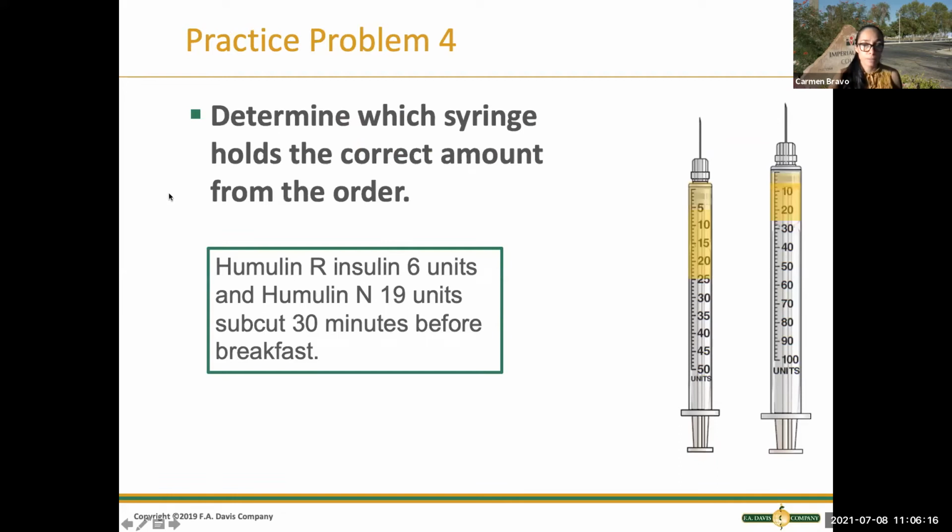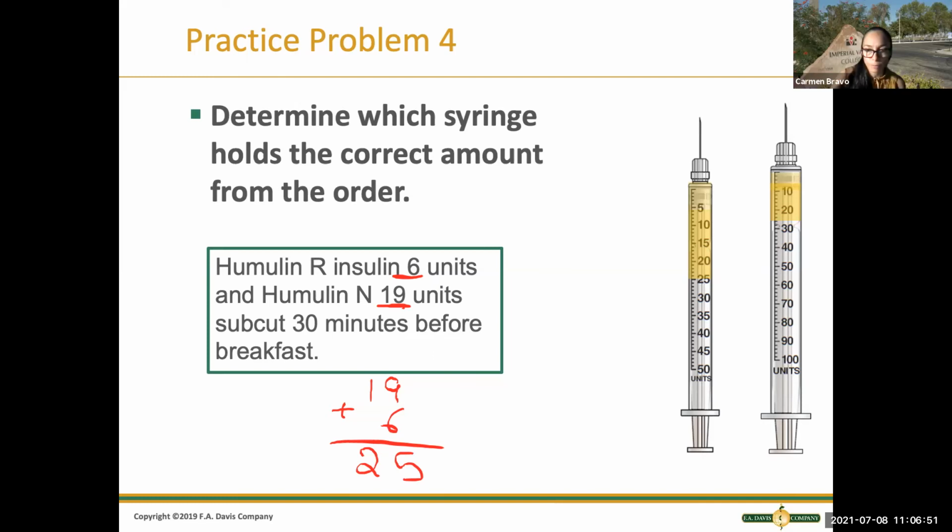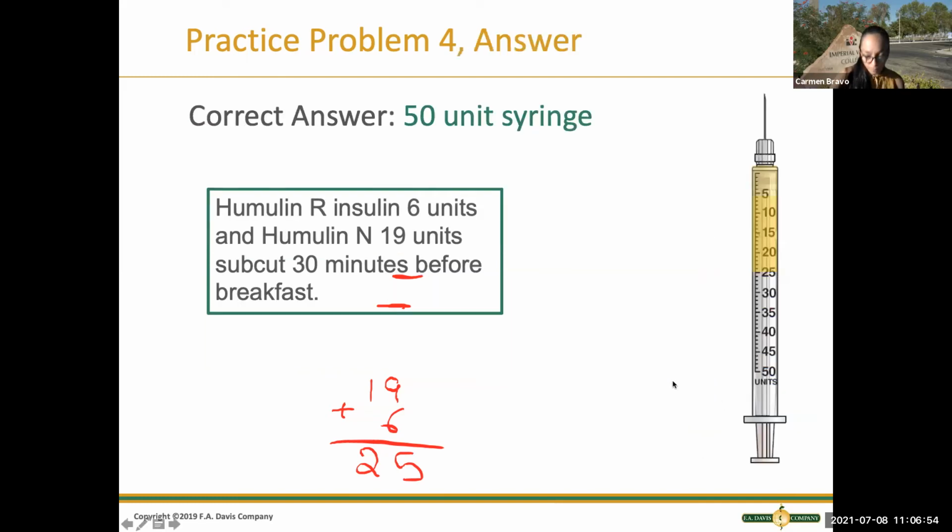Let's see. Tell me which of the 2 syringes holds the amount of insulin that's ordered. What's the correct amount of insulin? It would be the 50 unit. So 25 units. So yeah, the first syringe, the 50 unit syringe. The first one, right? Yeah, the first one. Very good.